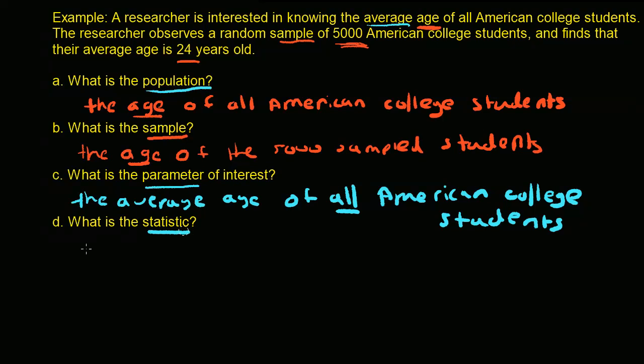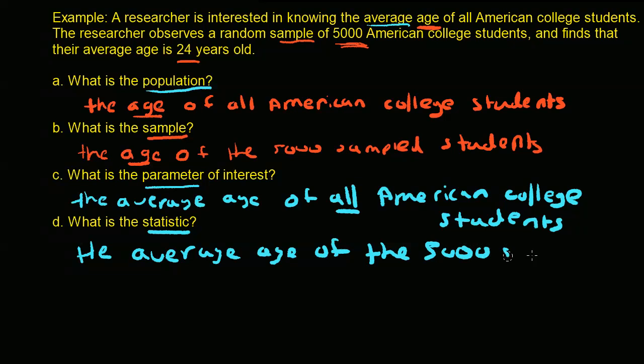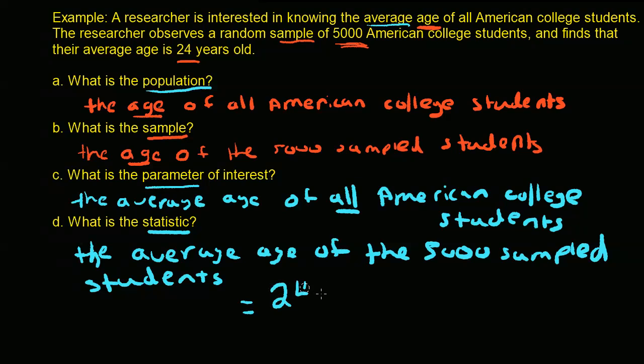Okay, so now what's the statistic? So the statistic comes from the sample. So in this case, this would be the average age of the 5,000 sampled American college students. Okay, so the average age of the 5,000 sampled college students, which we actually were given what that equals. So the statistic in this example was 24 years old.